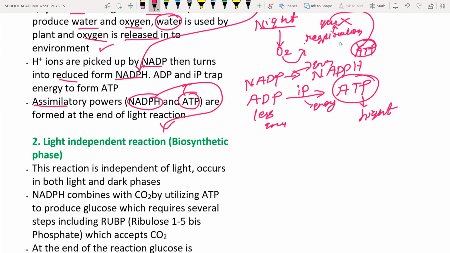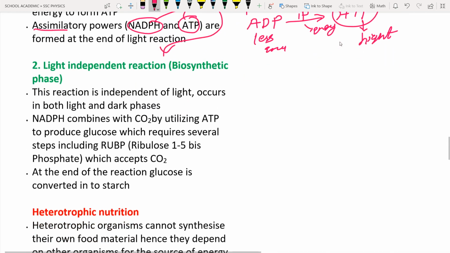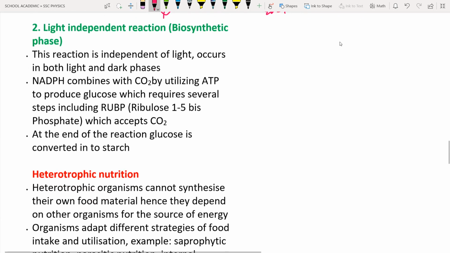Now this NADPH and also ATP will be moved to another reaction that is known as light independent reaction. We have completed the first thing, the light dependent reaction. Now we are moving to the light independent reaction. So what is light independent reaction? First, this is also known as the biosynthetic phase.